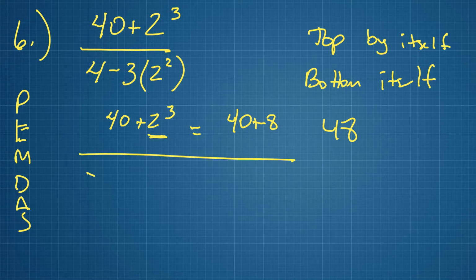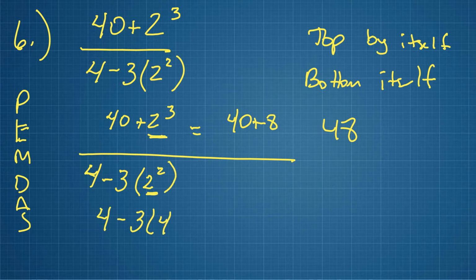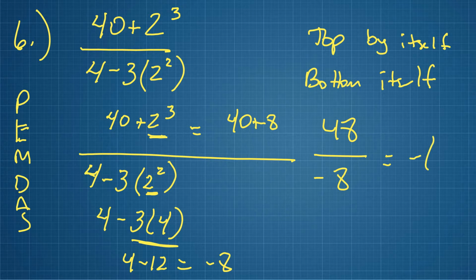The bottom, it's 4 minus 3 times 2 squared. I have to do the exponent first, so it's 4 minus 3 times 4. Then I have to do the multiplication, so I get 4 minus 12, which is negative 8. So it's 48 over negative 8, which, if you didn't know, is just negative 6. And that's it for 6.